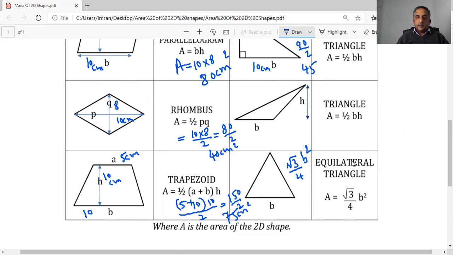For example, in this question, b is 10 centimeter, right? So square root of 3 divided by 4. You can work it out in your calculator. Whatever answer you get, you multiply by b square. b is 10, so 10 square means 100. So first of all, using the calculator, find the square root of 3, divide by 4. Whatever answer you finally get, you multiply it with b, so it will be b square.